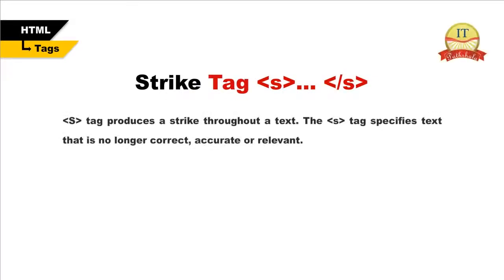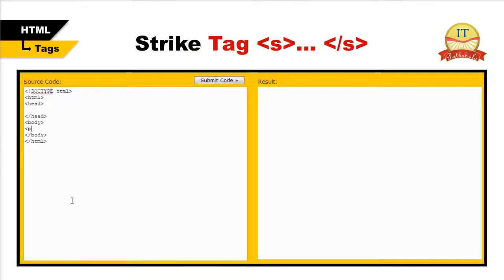S tag. S tag produces a strike through the text. The S tag specifies text that is no longer correct, accurate, or relevant. In the following example, we shall insert a sentence using the S tag in an HTML document. Please observe the final outcome carefully.